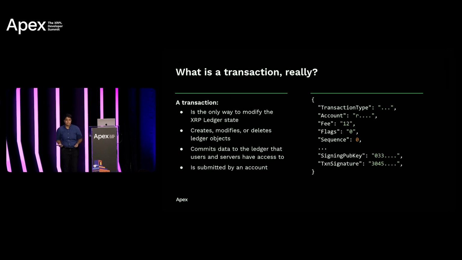So first off, what exactly is a transaction on the XRPL? Well, a transaction is the only way that you can modify the XRP ledger state. You can create, modify, and delete ledger objects, which is how the XRP ledger stores data on ledger. And you can commit data to the ledger that users and servers have access to through various different requests. And any transaction has to be submitted by an account. There are a few exceptions called pseudo-transactions, but those are kind of out of the scope here, so we won't be discussing them.